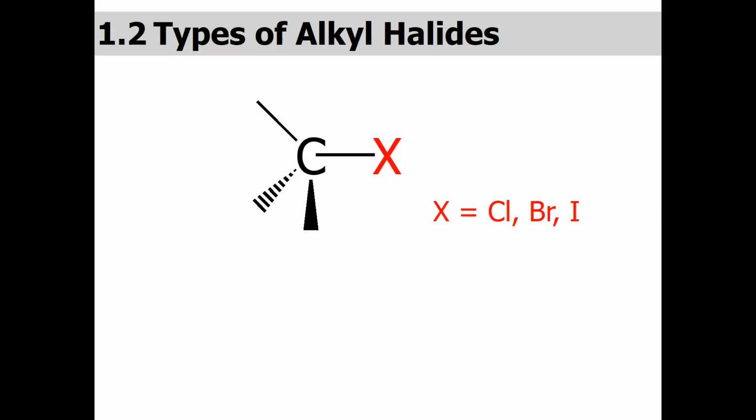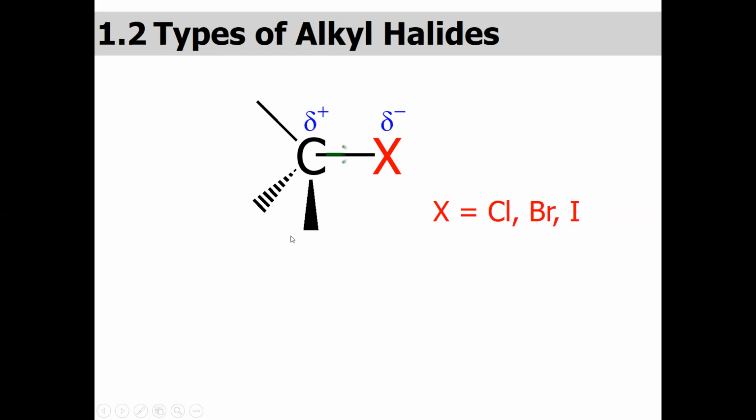Let us see. As you know, this is the general structure of any alkyl halide. In this case, this carbon is sp3 hybridized, and the geometry is tetrahedral. Now, I'm writing here halogen. Halogen means chlorine, bromine, or iodine. Fluorine is not a good leaving group, so that's why I'm not writing it here.